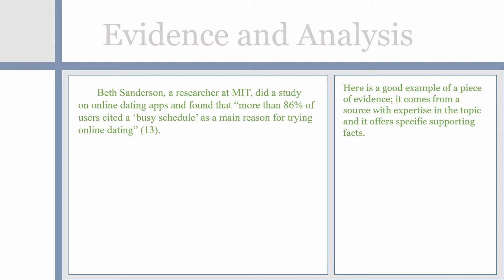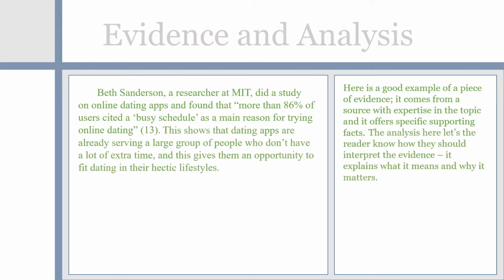And here's a good example of another way to analyze this. This shows that dating apps are already serving a large group of people who don't have a lot of extra time, and this gives them an opportunity to fit dating into their hectic lifestyles. The analysis here lets the reader know how they should interpret the evidence. It explains what it means and why it matters.